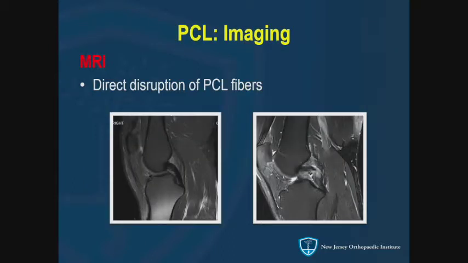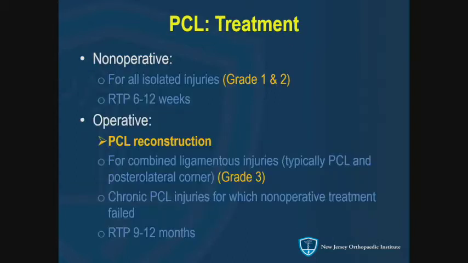When you look at MRIs, the PCL is a lot more robust on an MRI and a lot easier to appreciate than the ACL. And you can see this is a normal PCL here. What you'll see on the MRI with a PCL tear is disruption of that normal signal. And this is a really obvious one where there's a tear in the mid-substance. And so, how do we treat these?